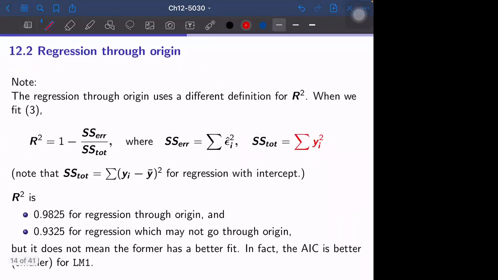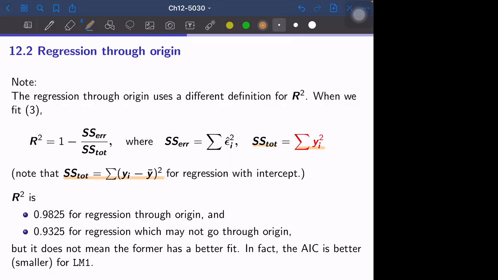Why does this happen? One reason is that adjusted R squared isn't necessarily consistent with AIC, but also adjusted R squared for regression without the intercept is pretty different in terms of the definition. If we require the regression to go through the origin, then SS total is the summation of yi squared. SS total is usually the variation in y, so the summation of yi minus y bar. But in this regression we don't have any intercept, so the null model isn't really y equal to beta naught. So we don't have a y bar term.